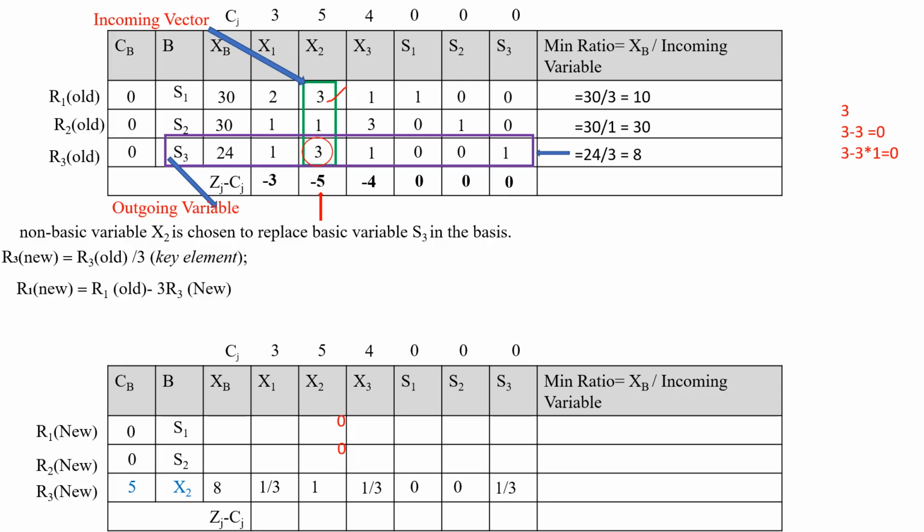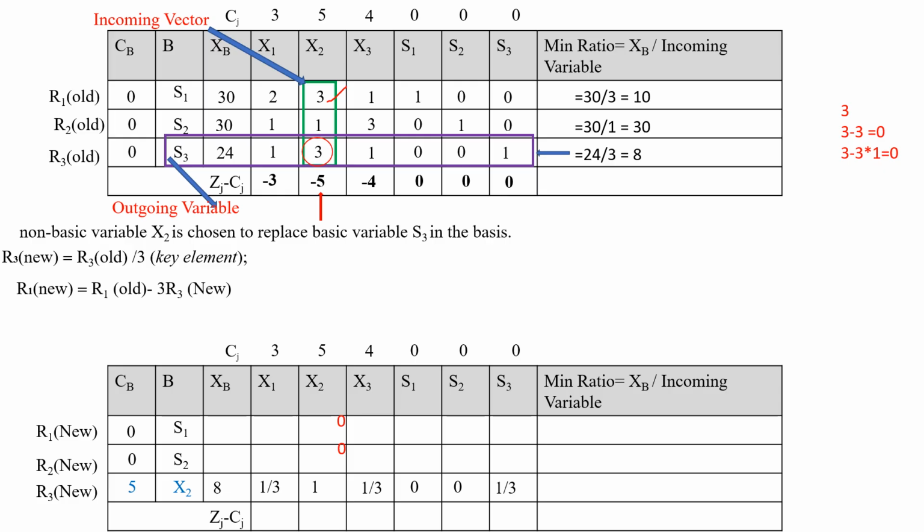How will we get the 0 here? 3 minus 3 into 1 gives 0. So that means R1 old minus 3 into 1, that is R3 new. So the next row operation is R1 new equal to R1 old minus 3 into R3 new.